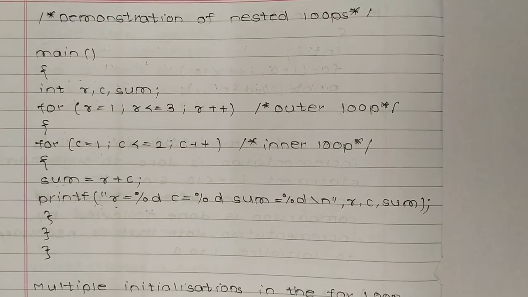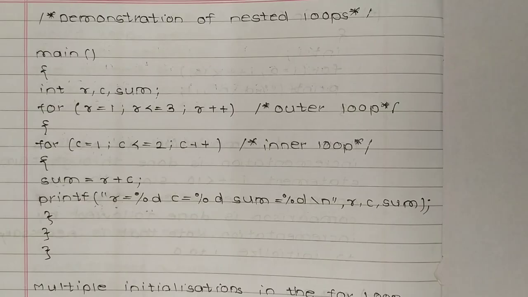main() { int r, c, sum; So r, c and sum are integers. Now for loop: for (r = 1; r <= 3; r++). So this is the outer loop. Now the inner loop: for (c = 1; c <= 2; c++). This is the inner loop. So for is also nested here.